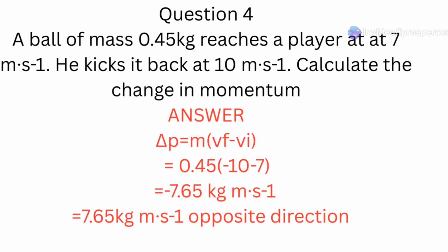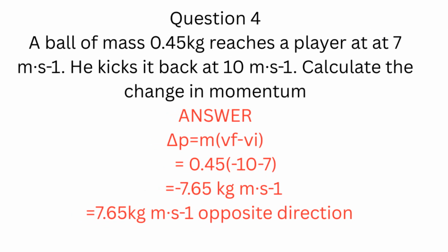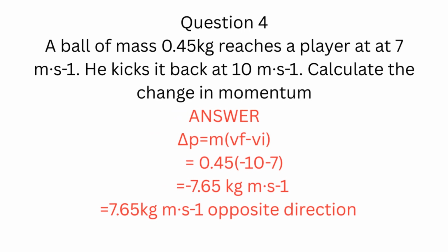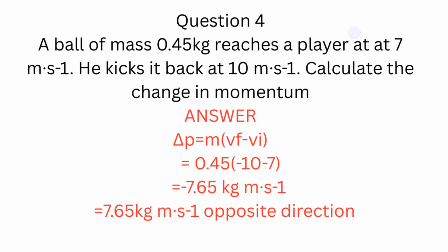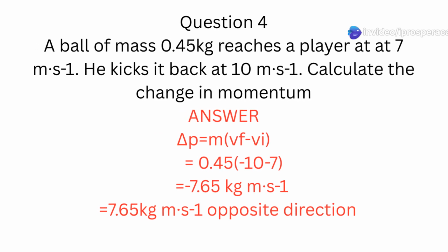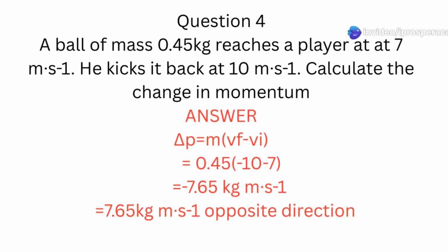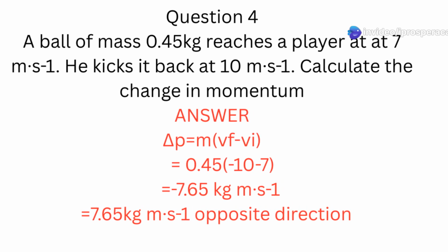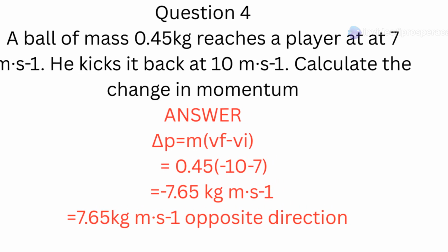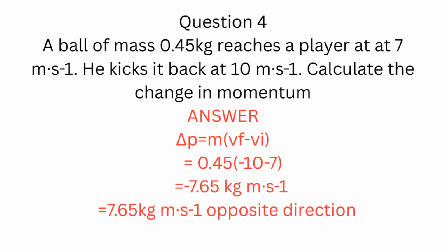Finally, question 4. A ball with a mass of 0.45 kilograms reaches a player at 7 meters per second. He kicks it back at 10 meters per second. We need to calculate the change in momentum. Remember, when an object changes direction, the initial velocity and the final velocity must have different signs. Choose a direction as positive.